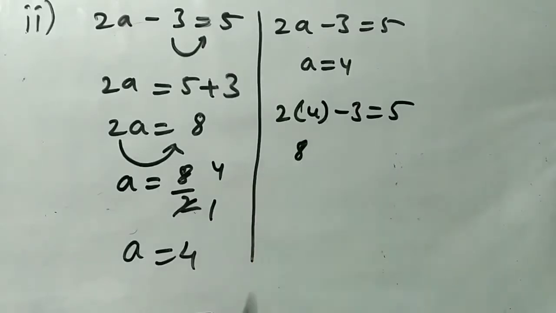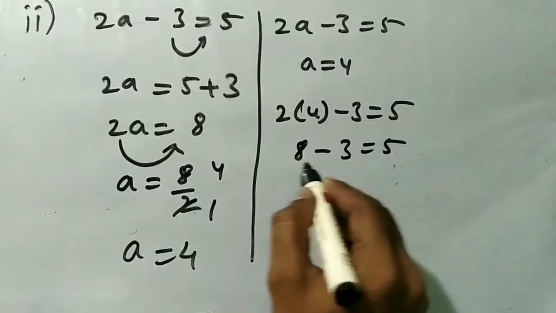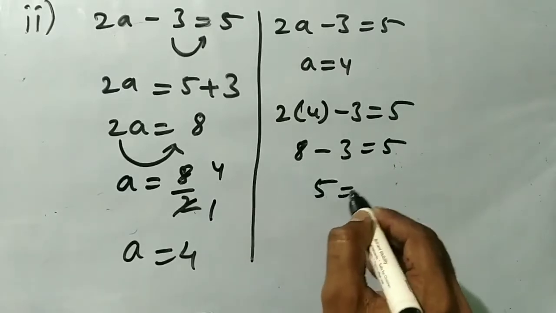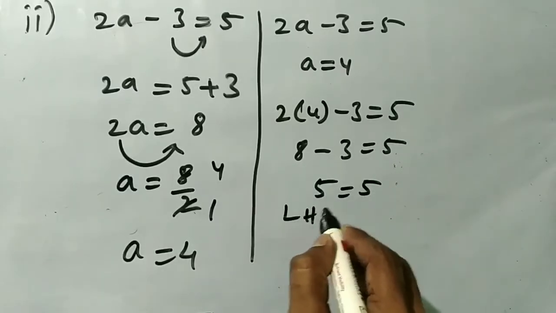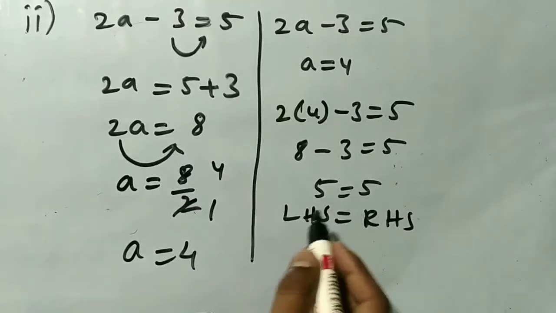2 4s are 8, minus 3 is equal to 5. So 8 minus 3 is equal to 5, which is equal to 5. So LHS is equal to RHS. That is proved. The equation is balanced.